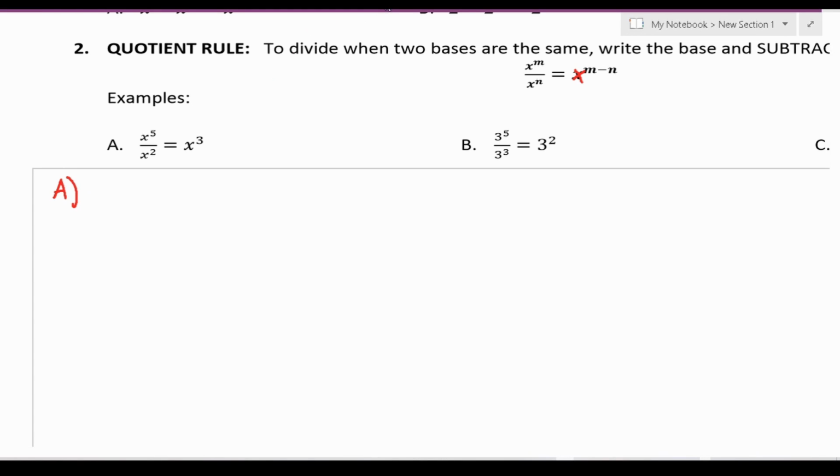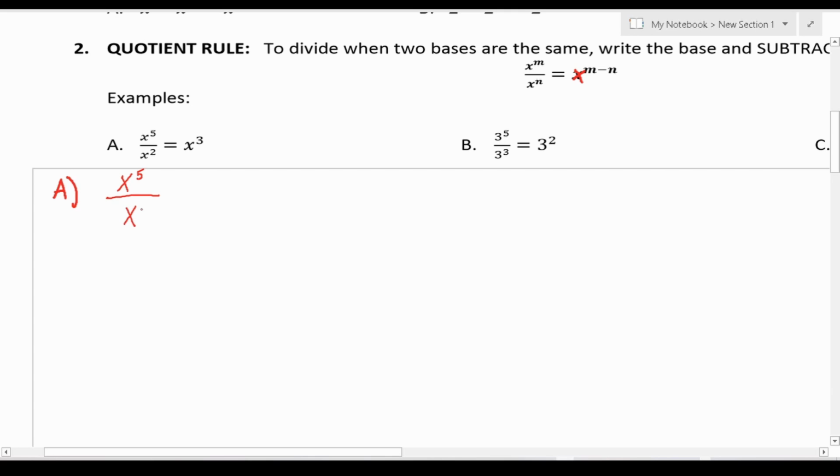And I went to the thick pen. Let's go back to the thin pen. This first example says x to the fifth over x squared. According to the quotient rule, we start by writing down the base, which is x. Then we subtract the exponent in the denominator, which is 2, from the exponent in the numerator, which is 5. So this becomes x to the 5 minus 2, which is x to the third.